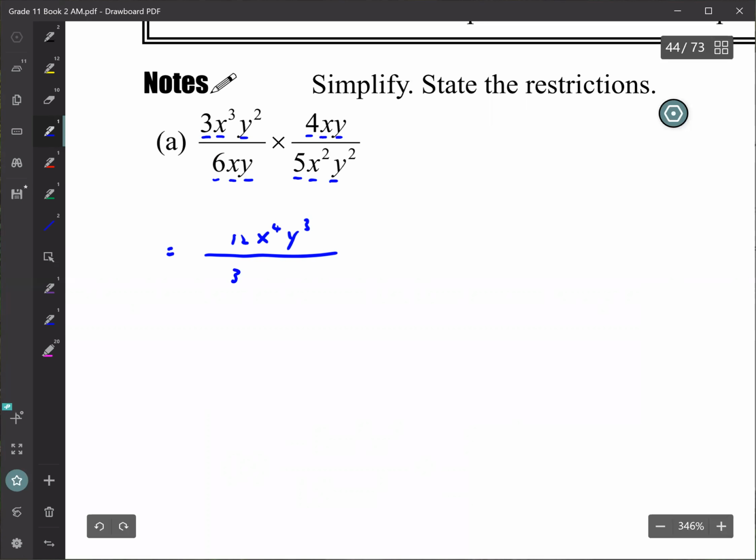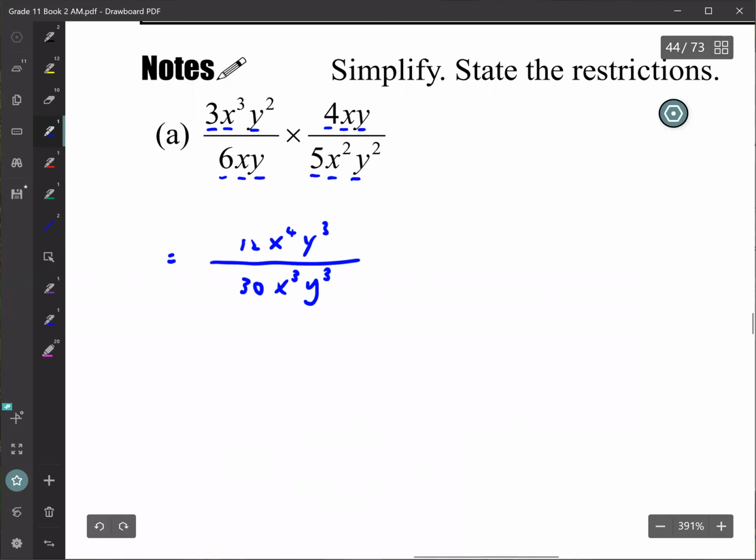30x cubed y cubed, right? So you want to make sure after you multiply it's still factored. So the denominator has 3 factors, and the numerator also has 3 factors, not terms. So we can start doing the cancel: factor and factor that can cancel each other out.